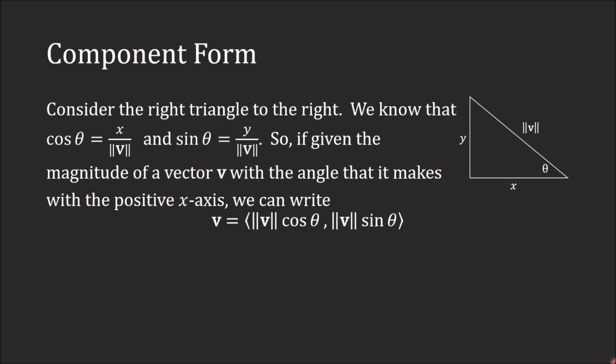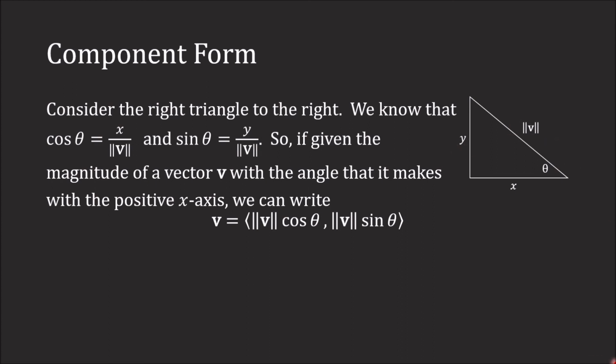Now let's expand upon component form a little bit. If we now consider this right triangle, so it has sides of x, y, magnitude of v, and an angle theta. Well, cosine of theta would be x over the norm of v, and sine of theta would be y over norm of v, right? Remember, cosine is adjacent over hypotenuse, sine is opposite over hypotenuse.